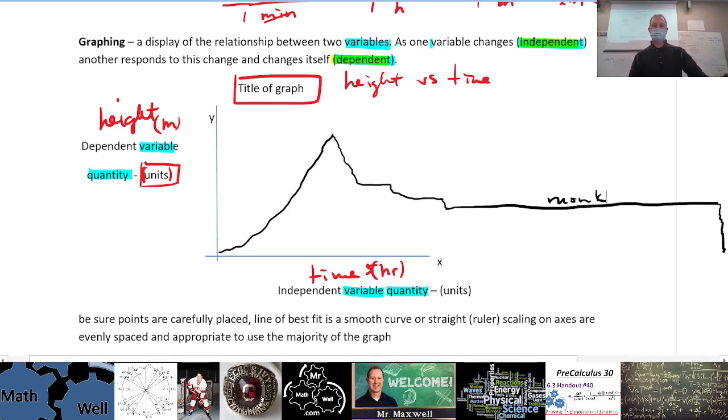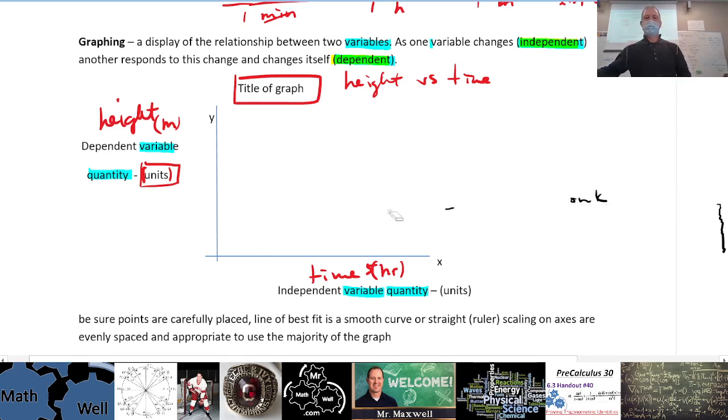All right, what else? Be sure that your points are carefully placed. So on a graph that you make for me, you're not going to write monk on there either. The points that you put on there, carefully placed, okay? And don't make your circles like this big. I'm in grade 2, okay? No, don't. Make sure they're carefully placed.